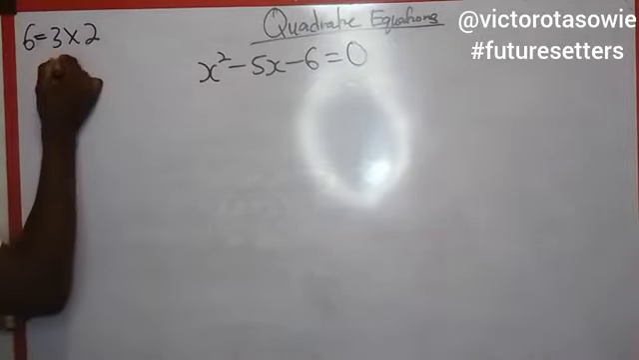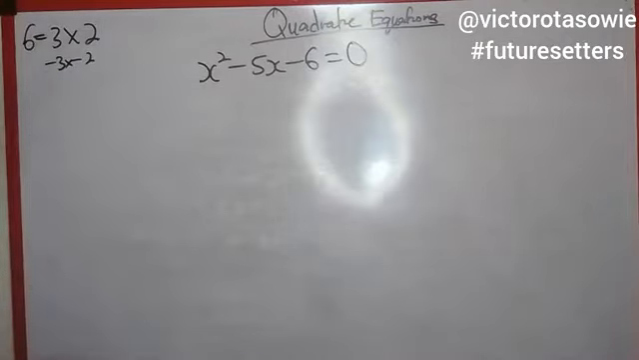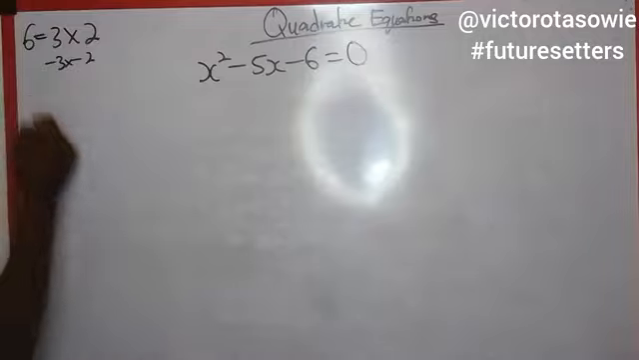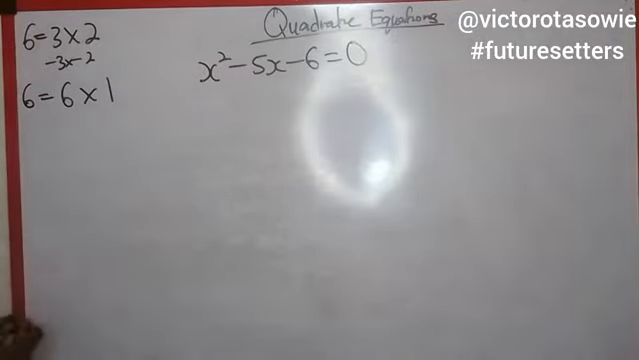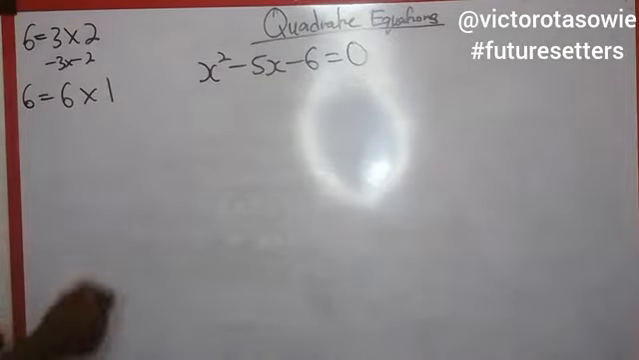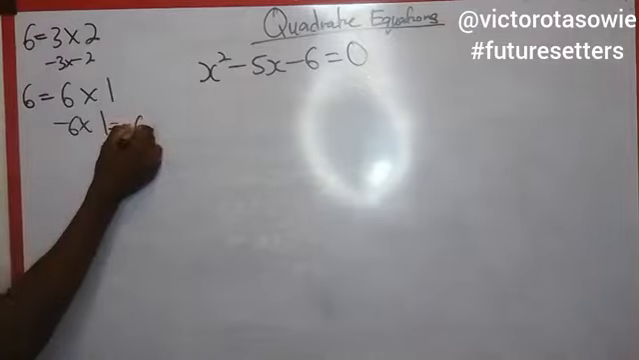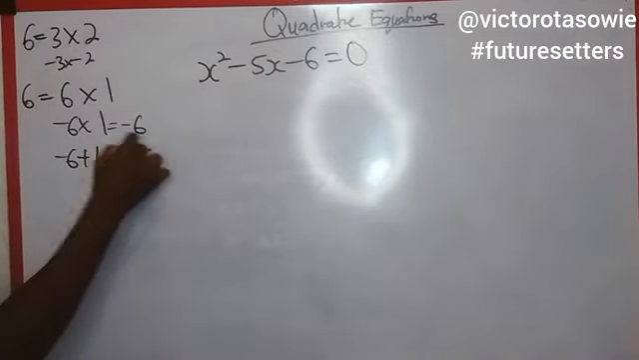So let's check minus 3 and minus 2. If we multiply them together, will it give us what we want? No, because it gives us plus 6. How about we write 6 is equal to 6 times 1? Now, if 6 is 6 times 1, is it going to give us 6? No. But if we have minus 6 times 1, it's going to give us minus 6. So meaning that minus 6 plus 1 is minus 5.